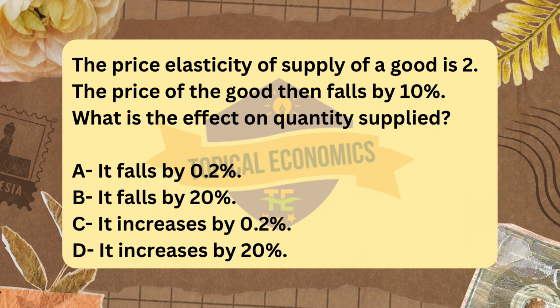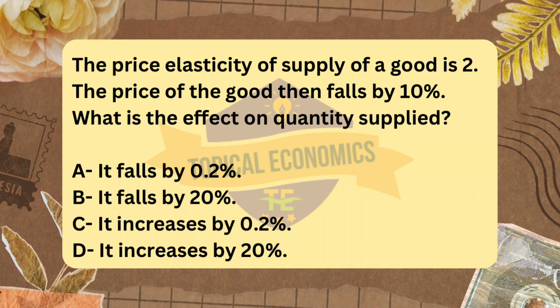Reference, 2020 October-November, version 1. The correct answer for this question is option B. The price elasticity of supply, PES, measures how much the quantity supplied changes in response to a change in price. The formula for price elasticity of supply is PES equals % change in quantity supplied divided by % change in price. Here, PES is given as 2, and the price falls by 10%.